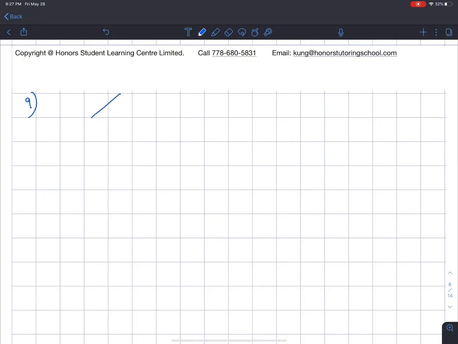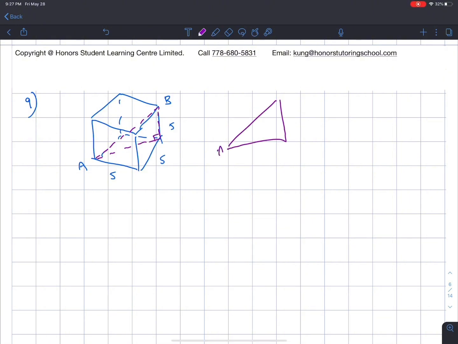Question 9. Find the distance from A to B with side length 5. So all of these are 5. We can first take out this standing triangle that also contains the point A and B. We know that this is 5. I will call this x and I will call this y. So x is ultimately what we're trying to find.